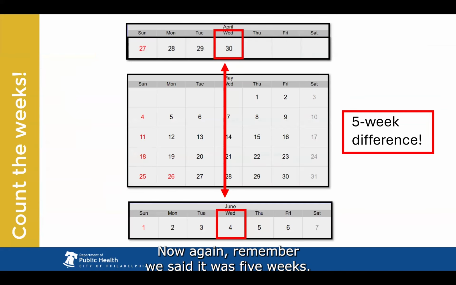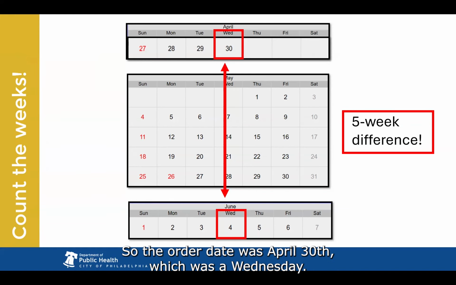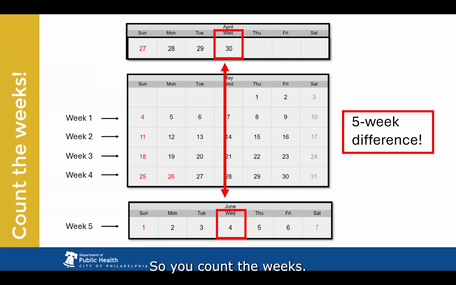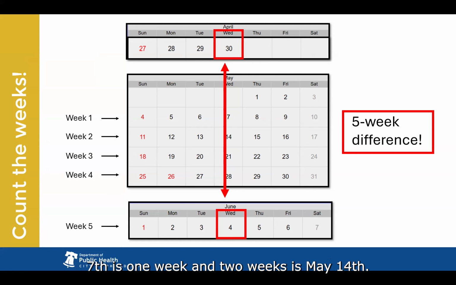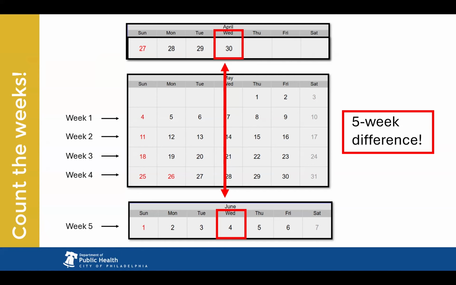Now, again, remember we said it was 5 weeks. Here's an actual visual of that 5 weeks. So the order date was April 30th, which was a Wednesday. And then the 5-week difference is going to be June 4th. So you count the weeks this way: from April 30th to May 7th is 1 week, and 2 weeks is May 14th, 3 weeks, May 21st, 4 weeks is May 28th, and then the 5th week is June 4th.